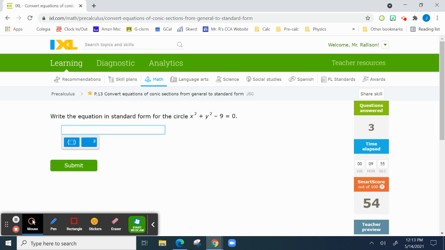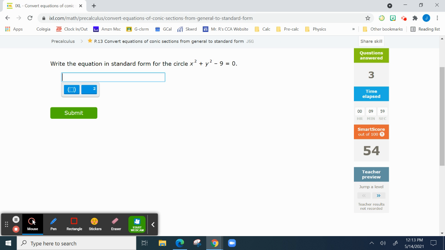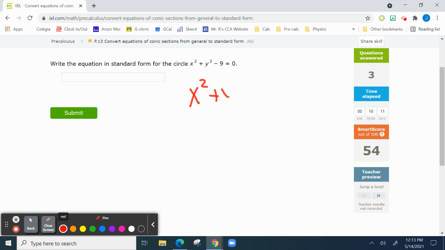All right. So this one is not completing the square, obviously. Oh, a circle. Look at that. Nice. Do you remember the formula for a circle? x squared plus y squared equals something, right? So this one is not difficult. x squared plus y squared equals r squared, as a matter of fact.